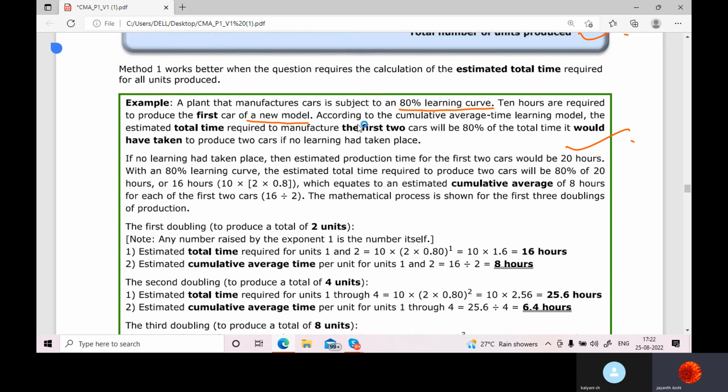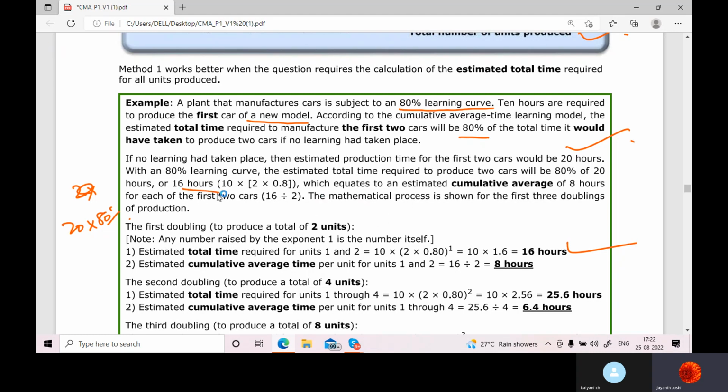So the estimated total time required to manufacture the first two cars will be 80% of the total time it would have taken to produce two cars if no learning had taken place. So can I say that is 2 into 10 hours, that is 20 hours, into 80%, that is 16 hours, correct? Correct or wrong? Yes, sir. 16 hours.